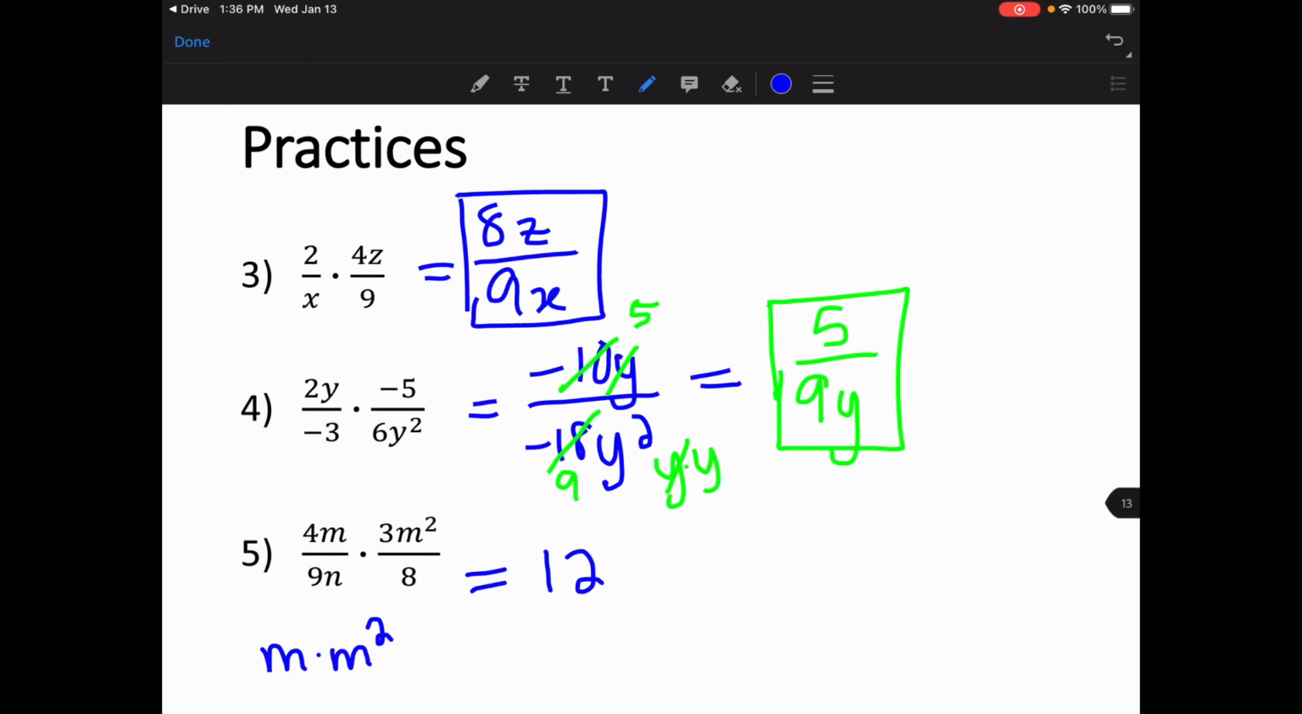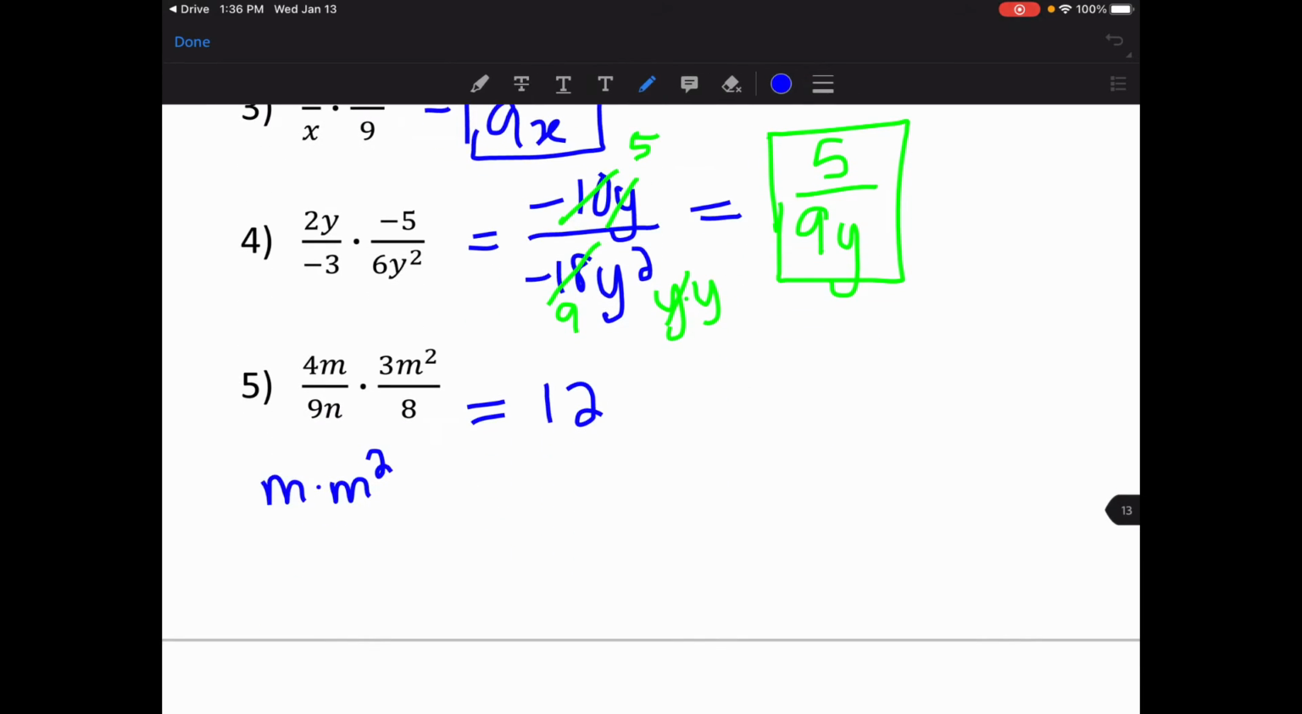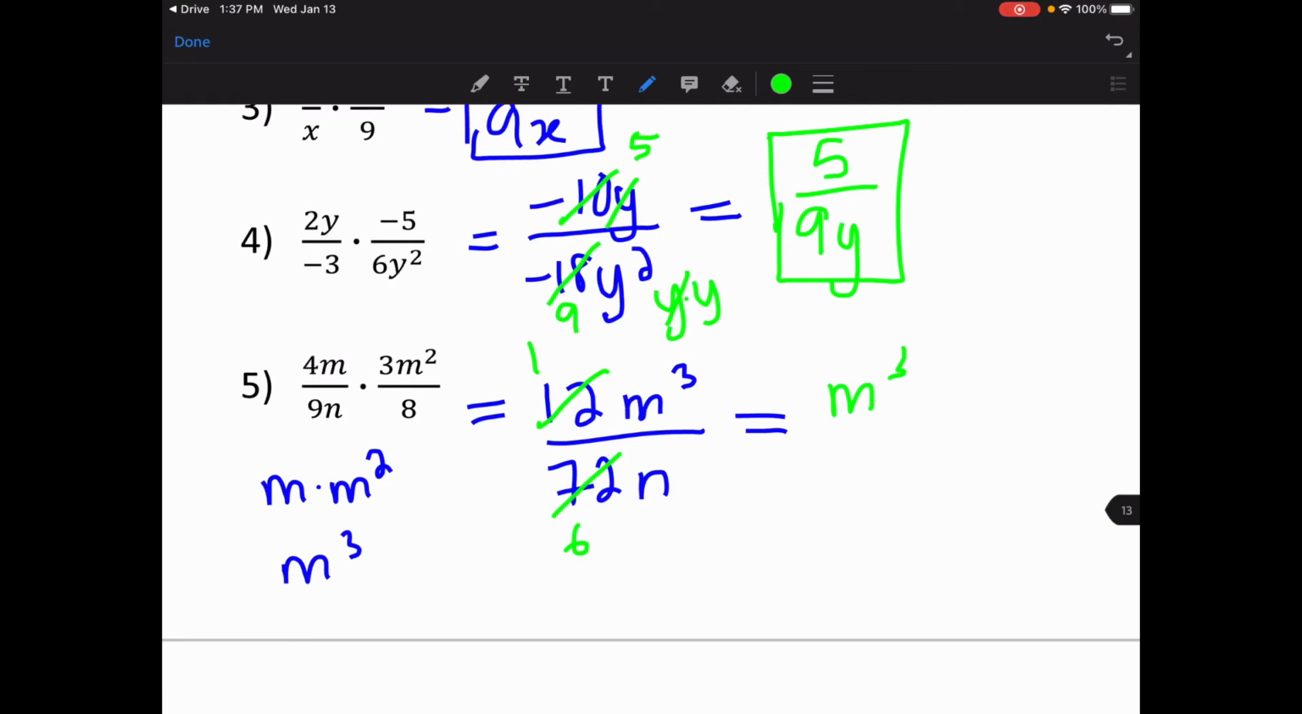When you multiply two equal bases, we add their exponents, which is equal to m to the third. So this is 12 m to the third all over 9 times 8 is 72 times n times 1 is n. Then can we reduce 12 and 72 any further? Yes, they are both divisible by 12. 12 times 1 is 12. 12 times 6 is 72. Therefore, I'm left with, in my numerator, 1 times m cubed is m to the third, all over 6 times n is 6n. And that is my final answer for that.